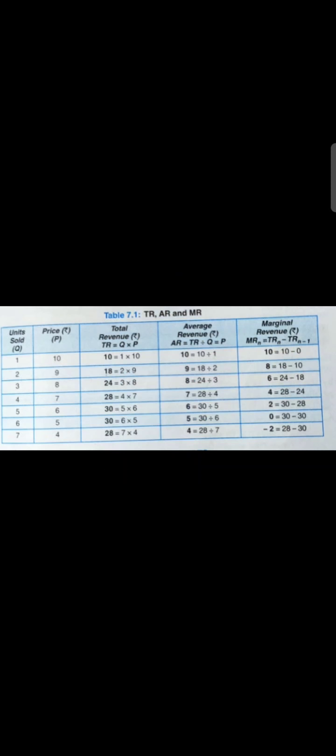clear to you how to find out TR, AR and MR; we can understand through a table. Okay, in the last class, as I had explained to you total cost, average cost and marginal cost, in the same way the next table will help you understand. Now see, in this table it is shown unit sold, price, total revenue, average revenue and marginal revenue.